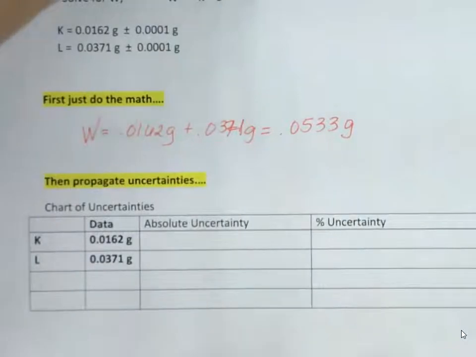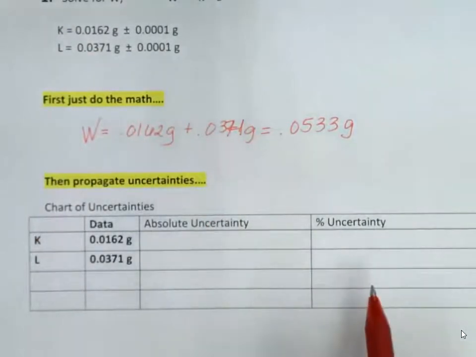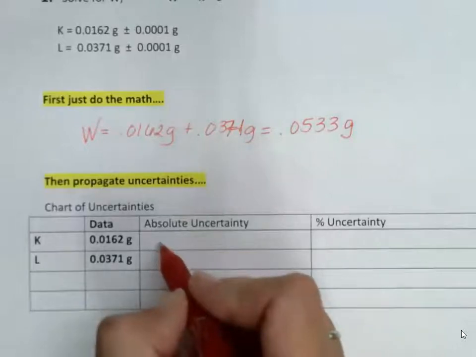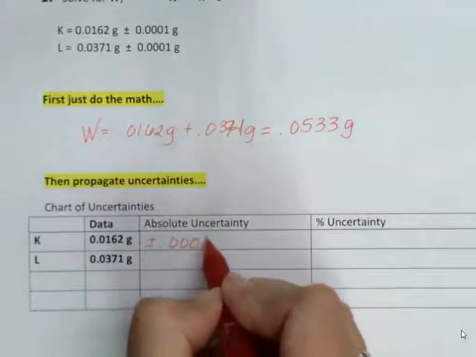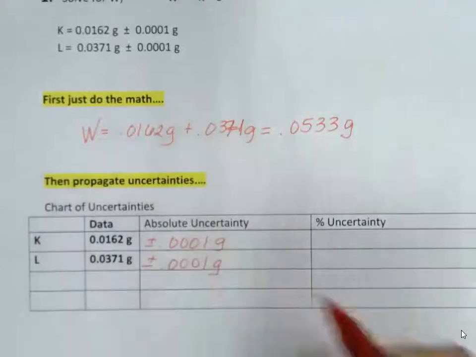Then propagate the uncertainties. Okay, so a lot of times people like to make a little table like this to propagate uncertainty, a chart. That's a great way to keep your work organized. It doesn't have to be in chart form, so that's up to you. Absolute uncertainty. So according to our data, this is plus or minus 0.0001 gram. This one is also plus or minus 0.001 gram.